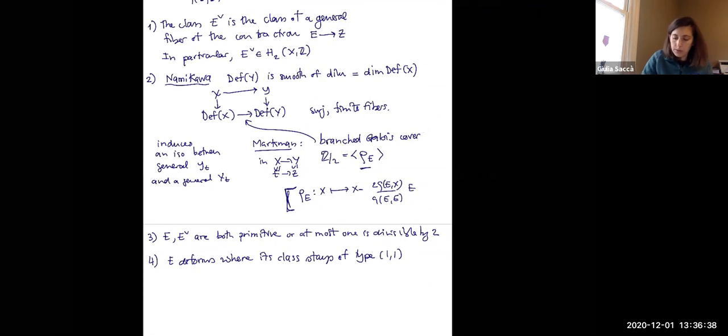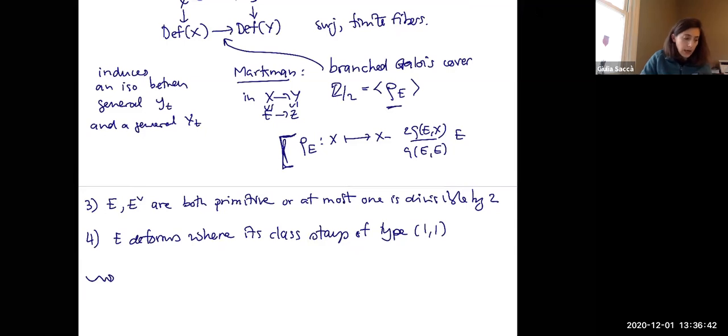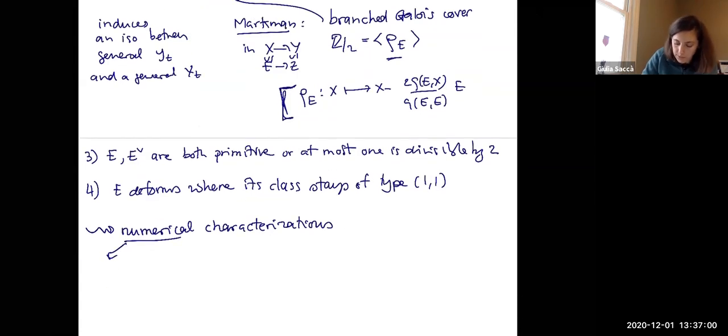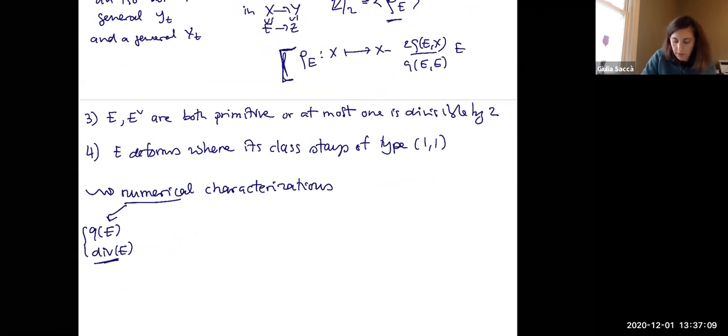And okay, so these are a bunch of general facts, and they bring Markman to give numerical characterizations. When I say numerical, I mean in terms of the Beauville-Bogomolov form and the divisibility of the class, where let me remind you that the divisibility is the positive generator of the ideal q(E, H2(X, Z)). Of course, for a unimodular lattice, that's just one. So for K3 surfaces, we don't have that. But for higher dimensional hyperkähler manifolds, the lattice is not unimodular, and so you have that nontrivial divisibility. So you get numerical characterizations of prime exceptional divisors and their limits.